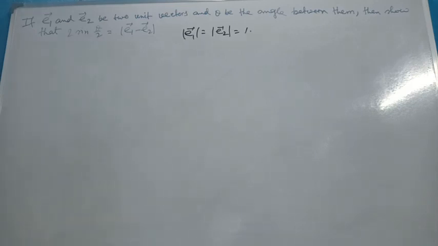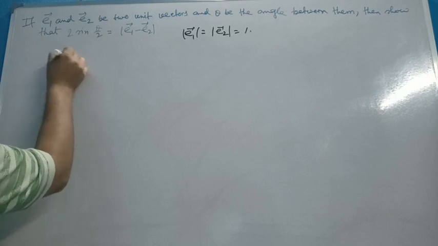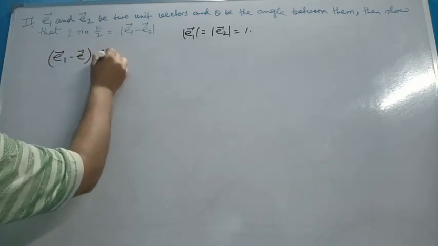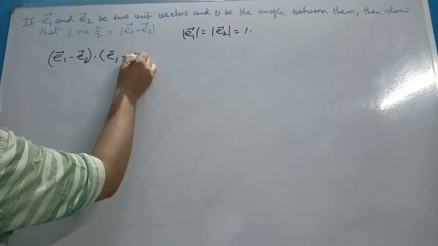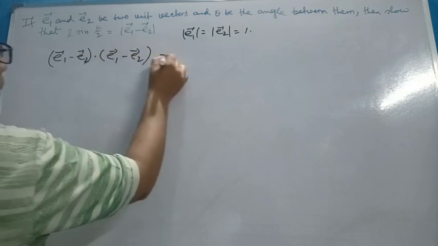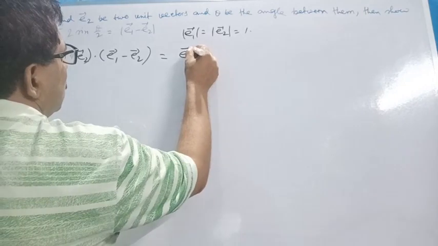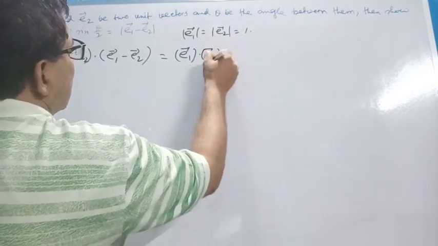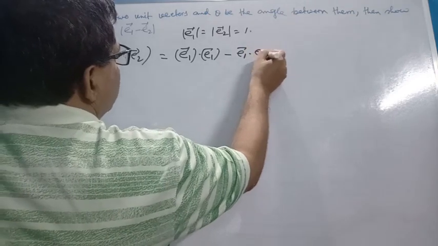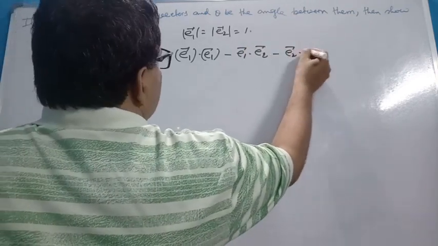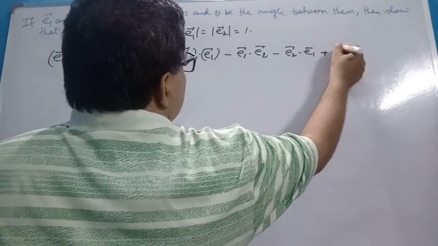Now we have to prove this, sin theta by 2. At first look it may seem like an application of vector product or cross product. It is not true. It is the application of dot product. So if we start from E1 minus E2 dot E1 minus E2, this is nothing but E1 dot E1 minus E1 dot E2 minus E2 dot E1, minus minus plus, E2 dot E2.